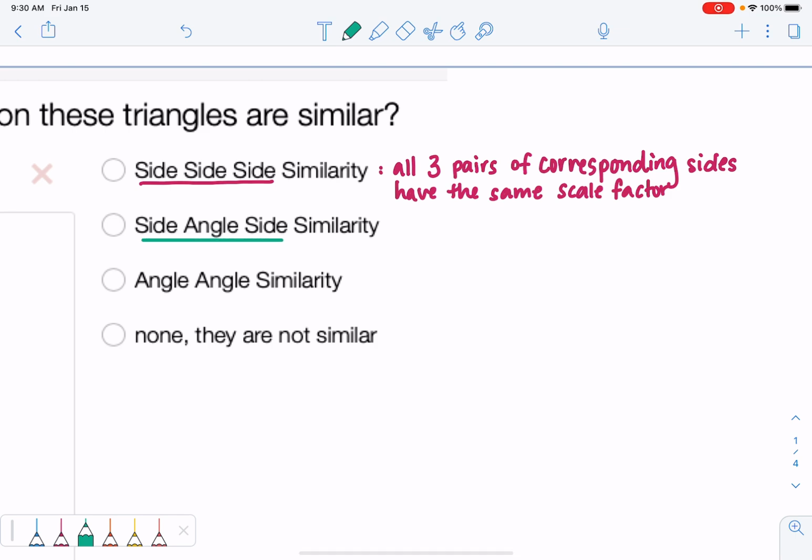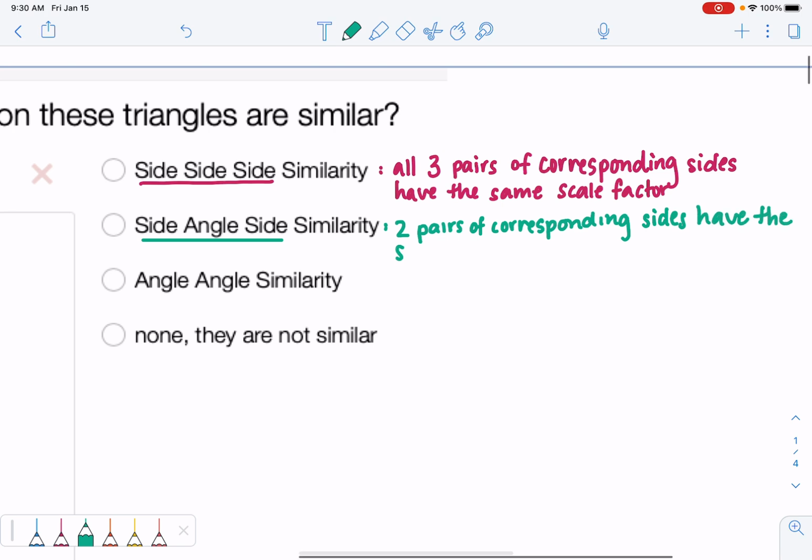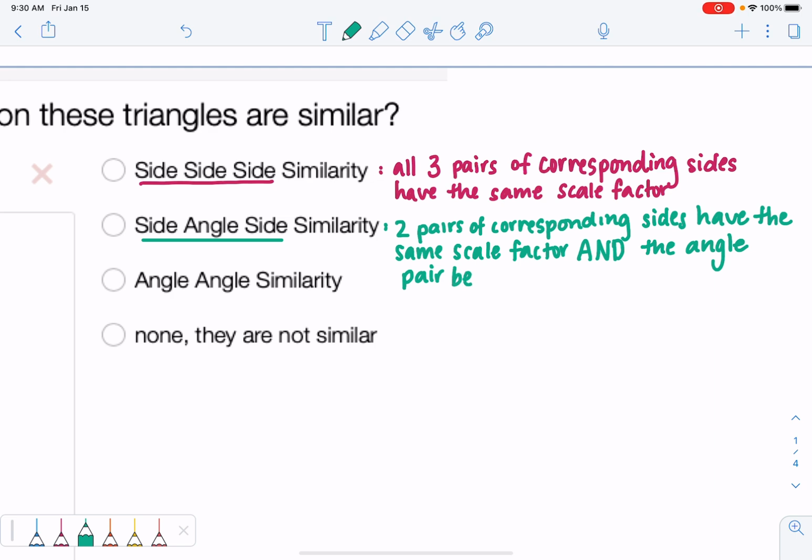Side, angle, side: two pairs of corresponding sides have the same scale factor and the angle pair between the sides is congruent. Remember, congruent means equal.